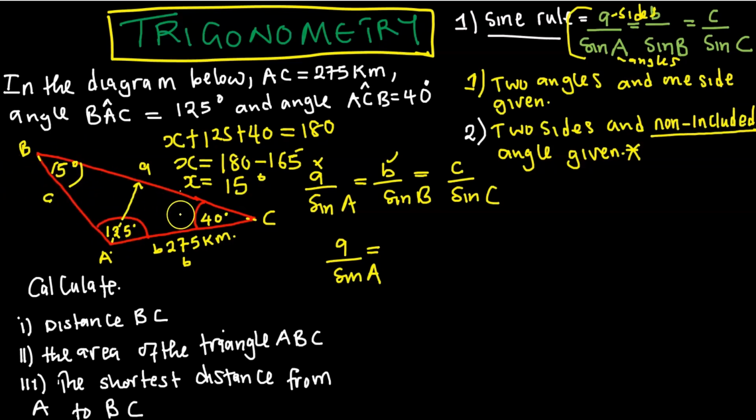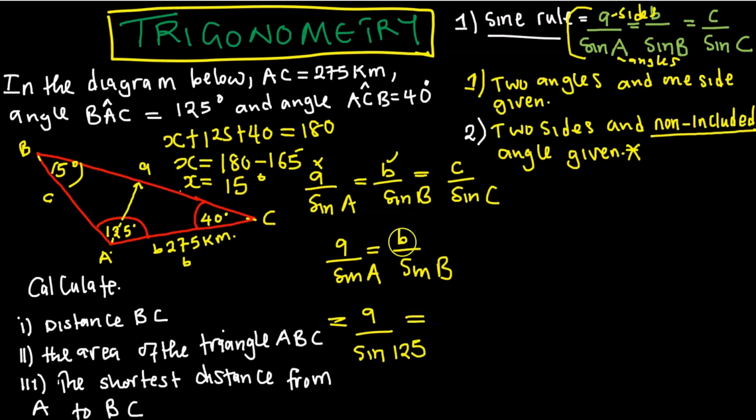It is very easy now for us to use the B part. Therefore, we ignore C completely. So we are going to have a over sine A equals b over sine B. Okay? Now, let us apply it. What is our A? Our A is the one that we are finding. Then what is our angle A? Angle A is Z. So you write it sine 125 like this.